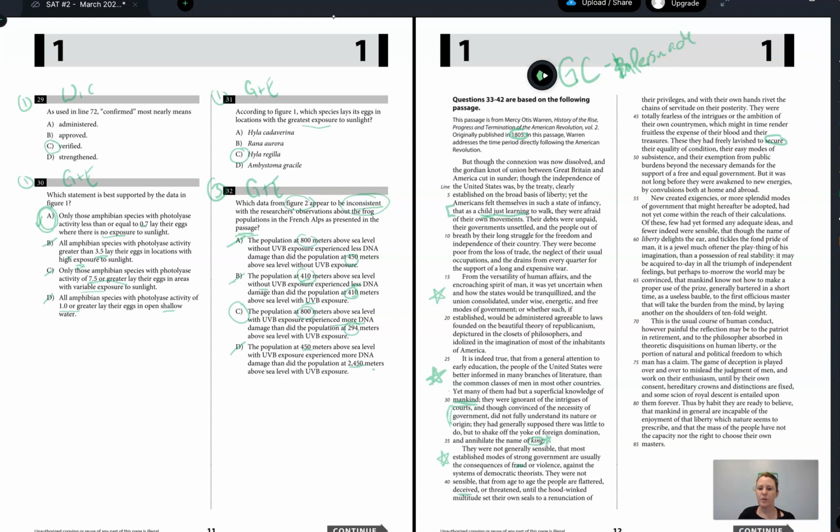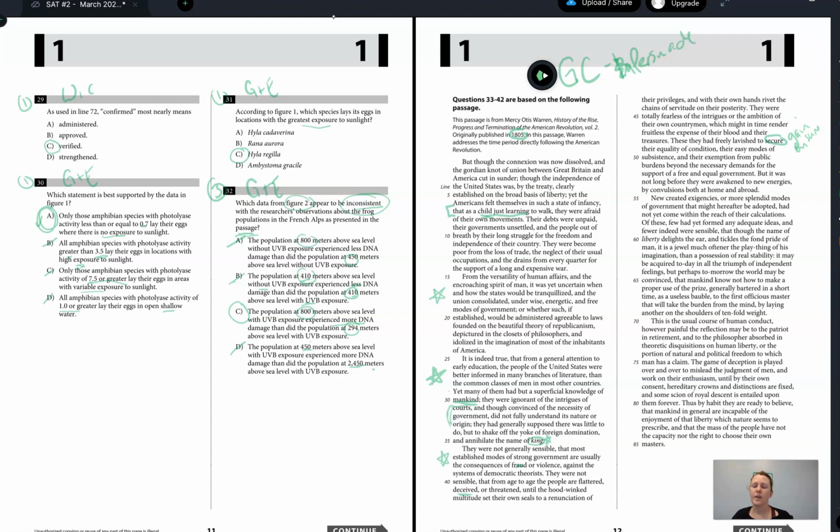Until the hoodwinked multitudes set their own seals to renunciation of their privileges, and with their own hands rivet the chains of servitude on their posterity. They were totally fearless of the intrigues of the ambition of their own countrymen, which might in time render fruitless the expense of their blood and their treasures. These they had freely lavished to secure their equality of condition. So is this like gain or ensure, or some combination of gain and ensure, to make sure that we have it, or to get access to?